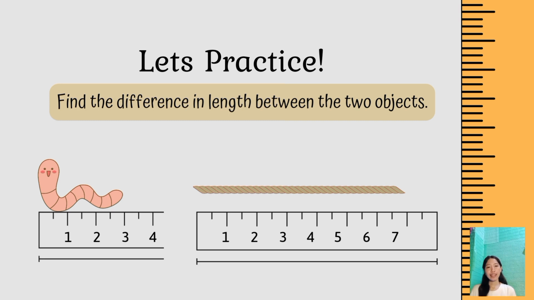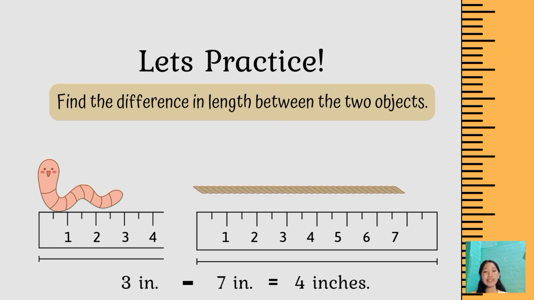Find the difference in length between the two objects. As you can see, the measurement of the worm is 3 inches, while the rope measures 7 inches. So if we subtract the measurements together, we will have 4 inches, right?